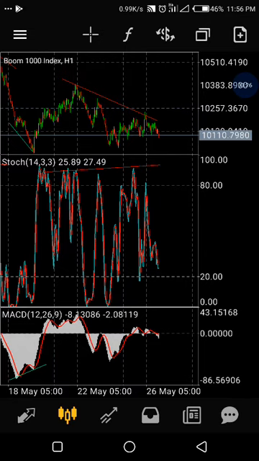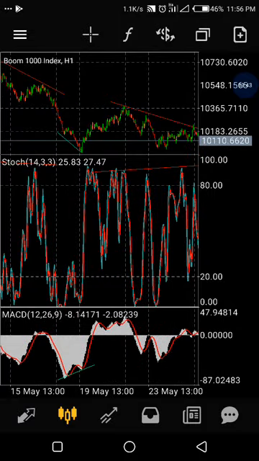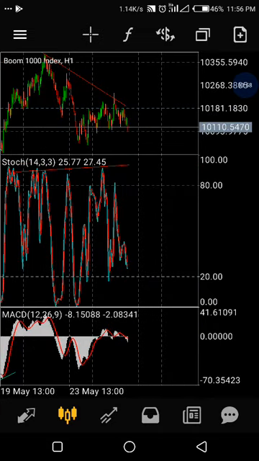Normally, I use the stochastic to indicate the reversals, which are the hidden divergences in the trend, while I use the MACD to spot the positive divergences. So the stochastic points out the hidden divergences, while the MACD helps me point out the positive divergences. So now, how do we know the positive divergence and the negative divergence?